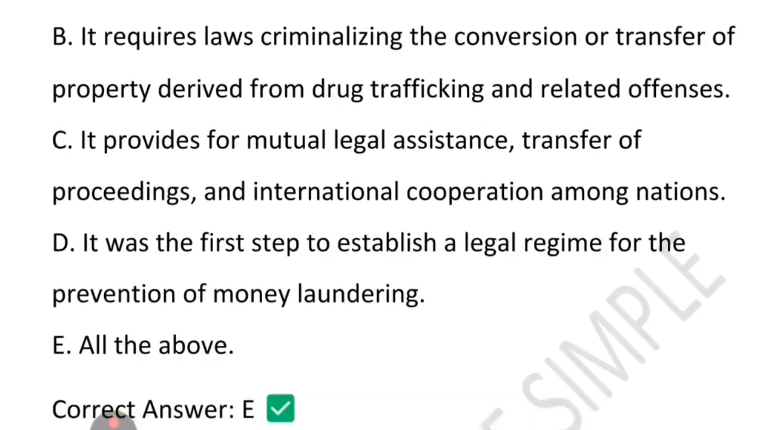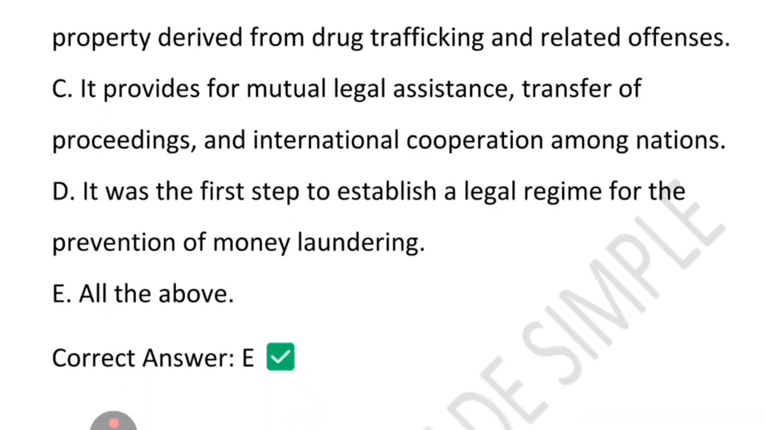Then we have option D. It was the first step to establish a legal regime for preventing money laundering. We are talking in the context of the UN Vienna Convention. Yes, it is true. This was the first global treaty targeting drug-linked money laundering. Later, FATF expanded this rule to all crimes. Right. So all of them are correct, so option E is the correct one.